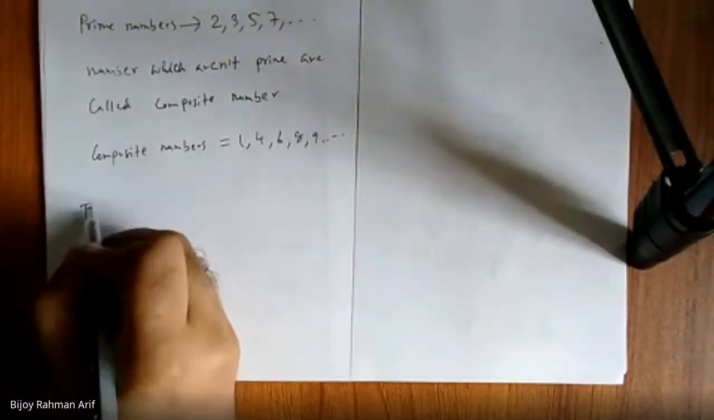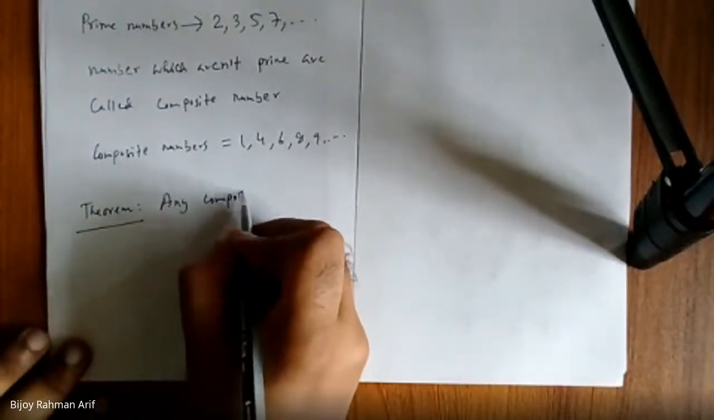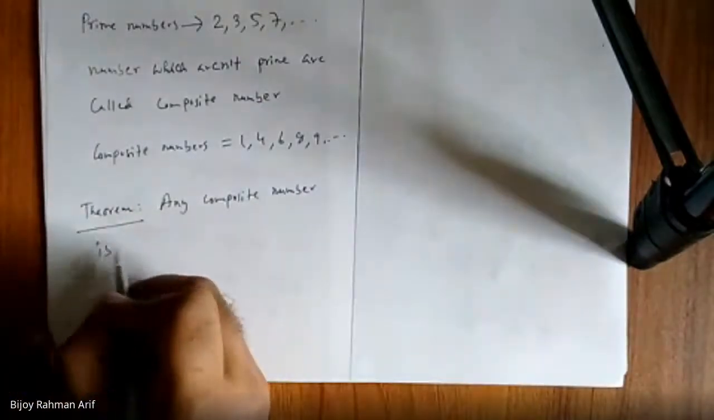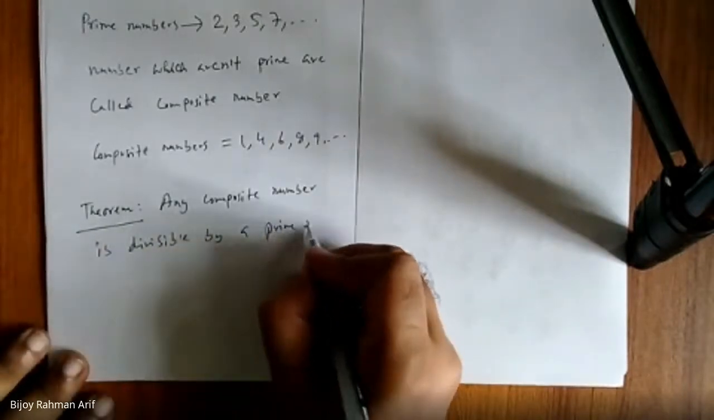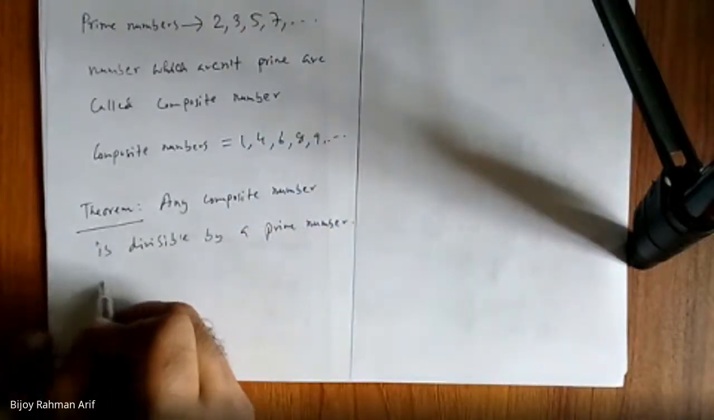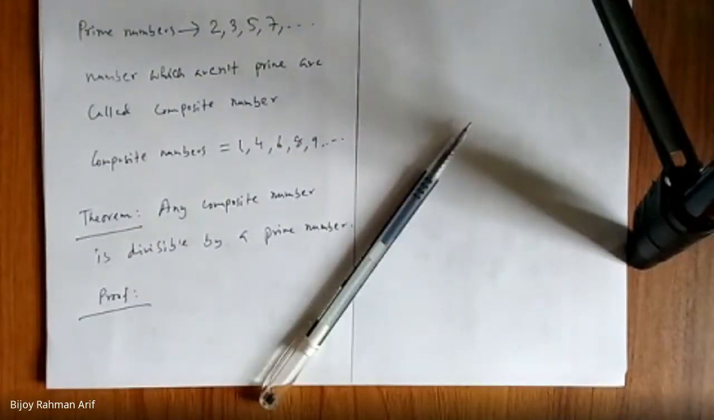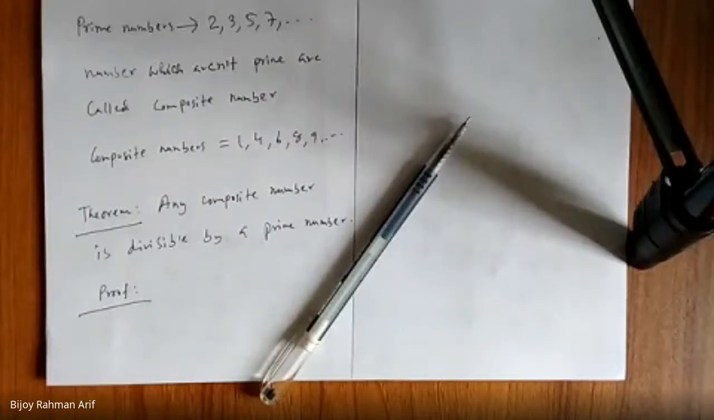So let's try to prove this theorem. Any composite number is divisible by a prime. How can you prove this? Any idea?